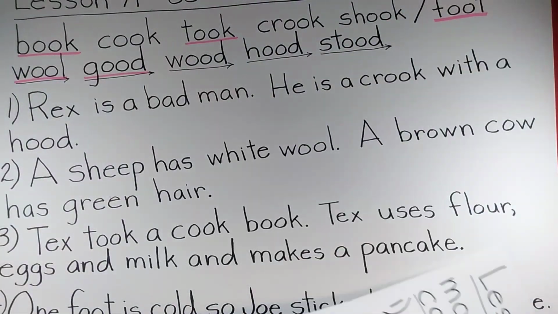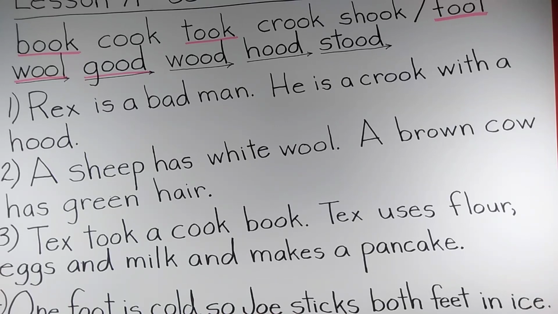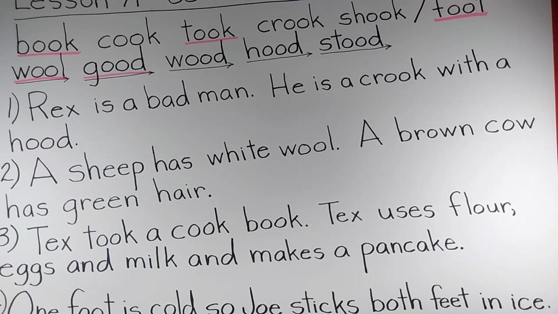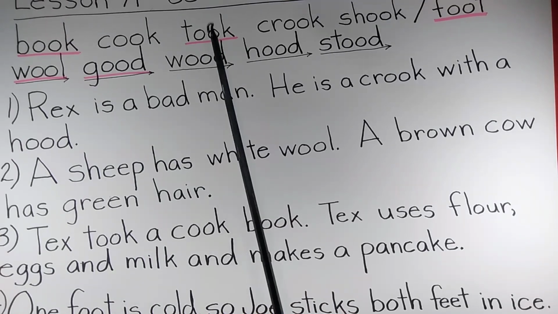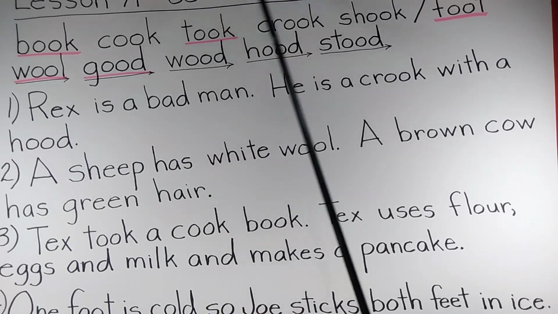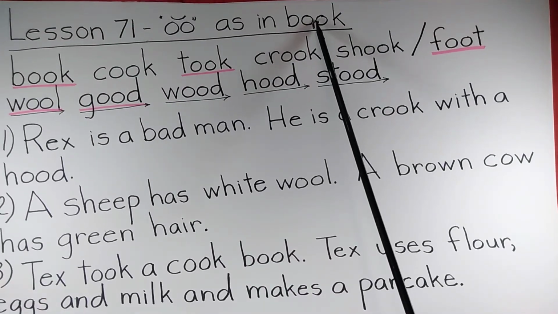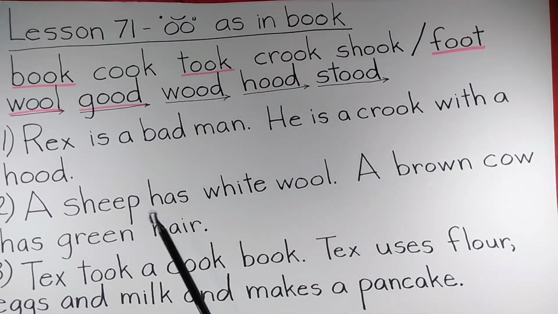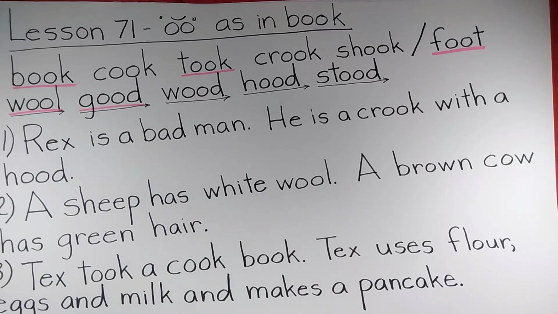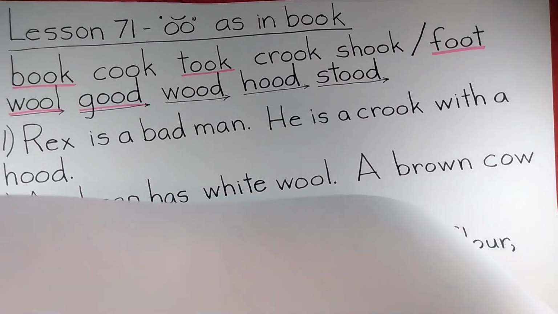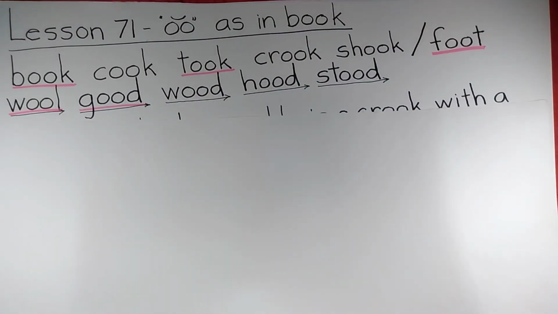And in lesson 71, we got the double O. We already know double O makes the oo sound, like in moon, but it also makes the sound, like in book. So can you see that? Probably not. The sound, as in book. Yeah, it might be a good idea if I covered up the true and false for right now.